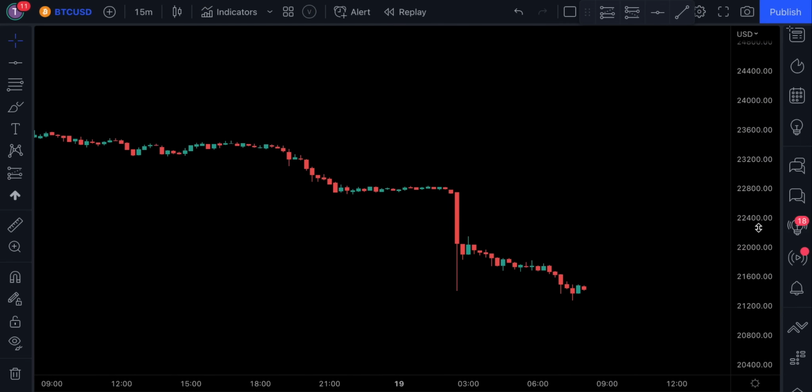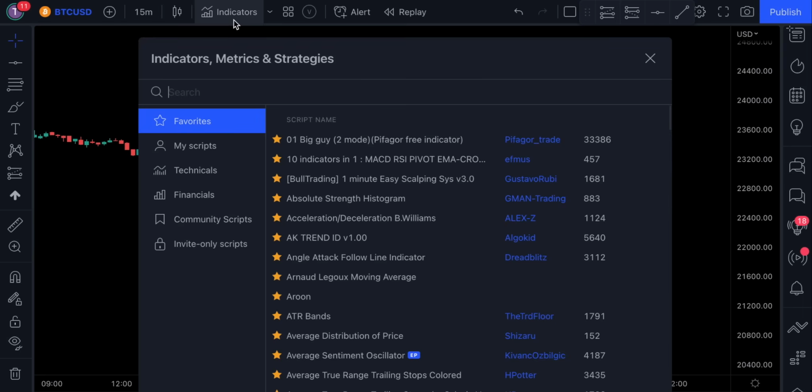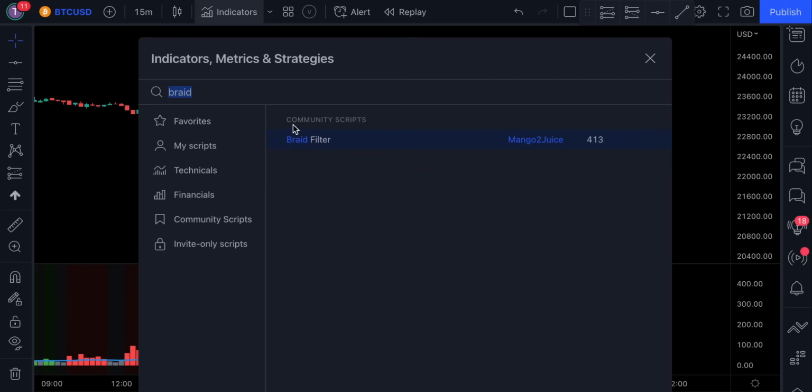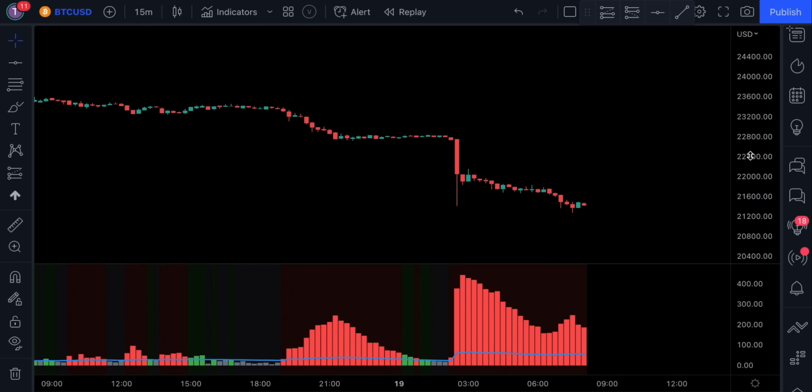Okay, here we are on Bitcoin USD on a 15-minute time frame, and the indicator I want to show you is called Braid Filter. This indicator was originally designed for the MT4 platform. Make sure you save it to your collection. And right away I want to mention that this is not the original version of this indicator.